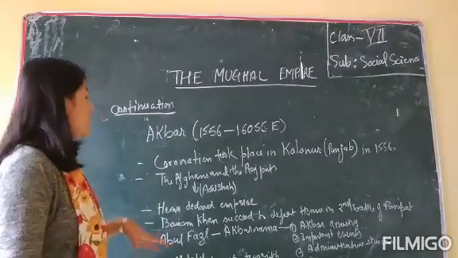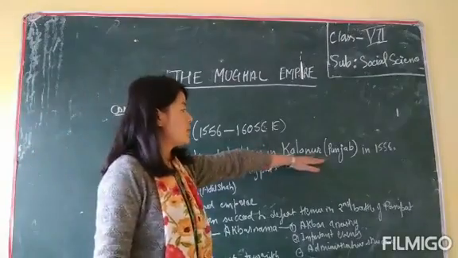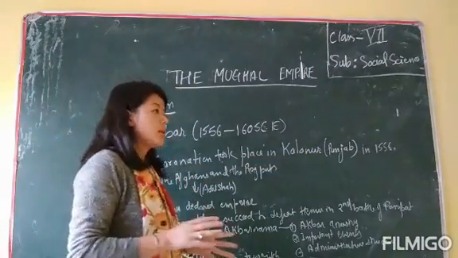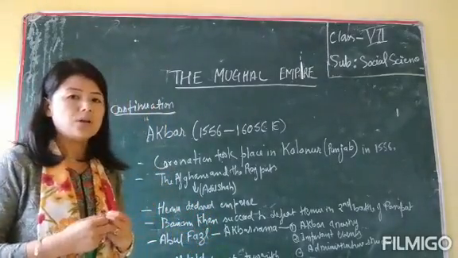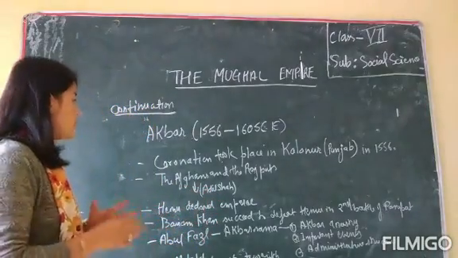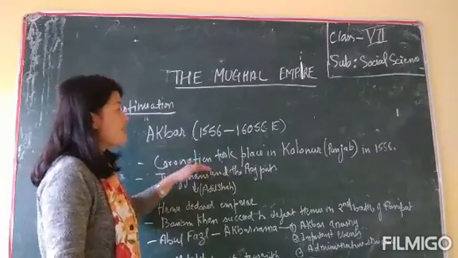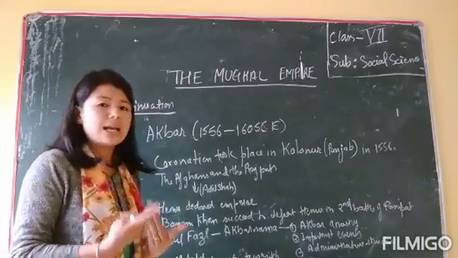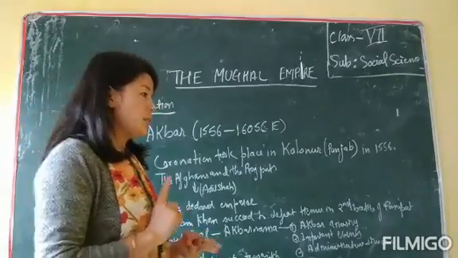Akbar's coronation took place at a place called Kalanaur, which is located in Punjab, in 1556. For 4 years, Bairam Khan acted as a tutor. It means Akbar didn't have real authority in his hand. He was just a nominee in the empire, and the actual authority was in the hands of Bairam Khan. As soon as Akbar became a ruler, he had to face two important challenges: the Afghan power and the Rajputs.